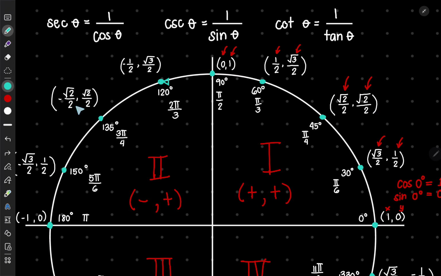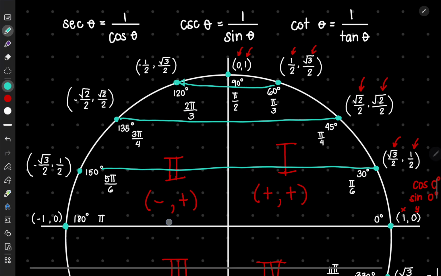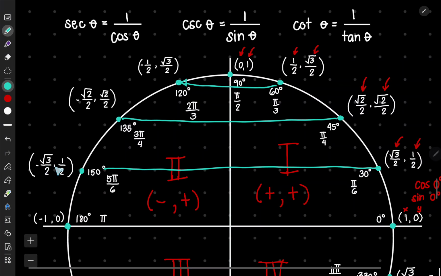So, copy lang natin dyan. So sa 60, mapunta sa 120. Yung 45 sa 135 degrees. But, again, change yung ating signs sa ating x-coordinate. While yung 30 naman, reflect natin dyan sa 150 degrees, but yung sign natin sa x-coordinate is a negative.